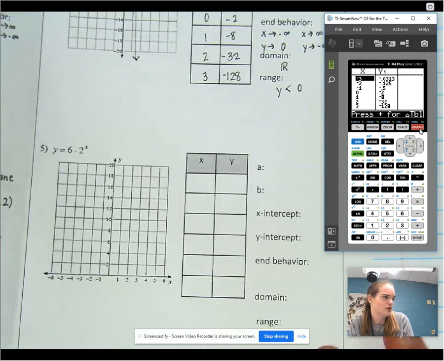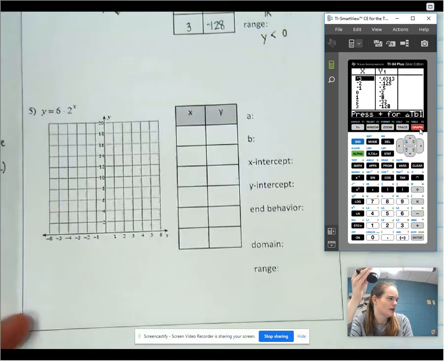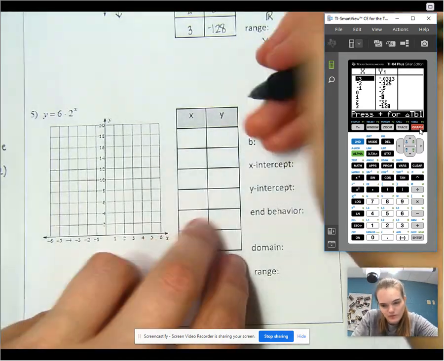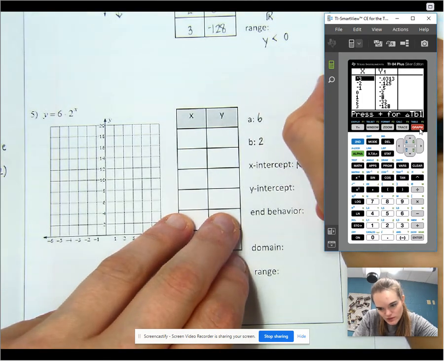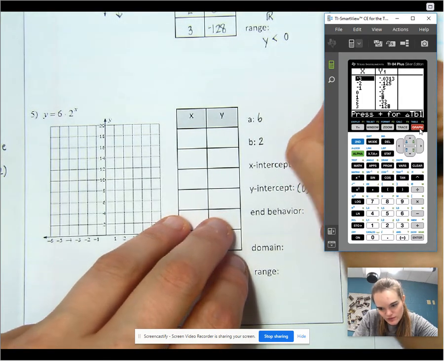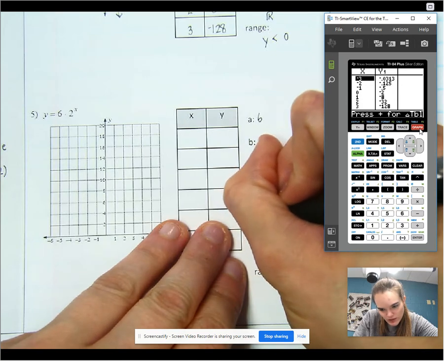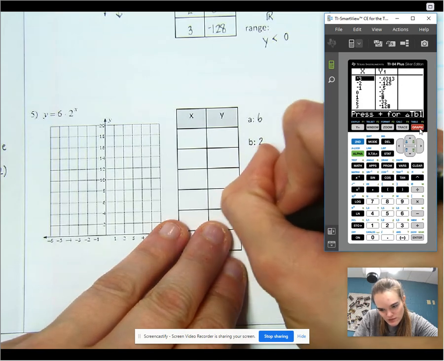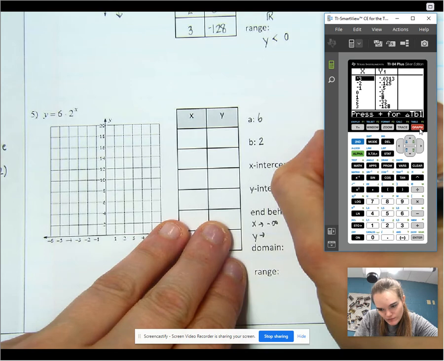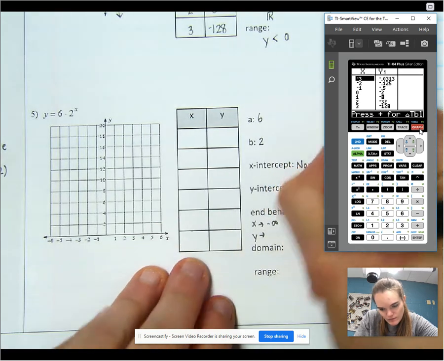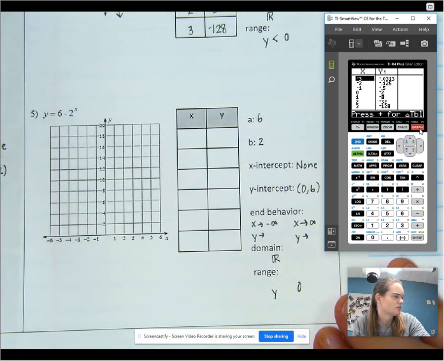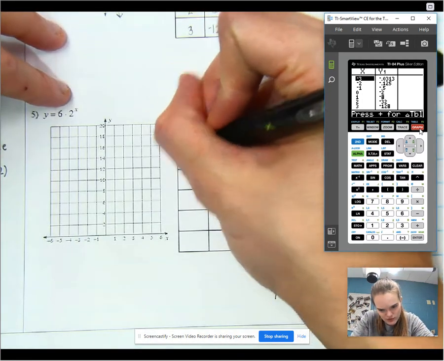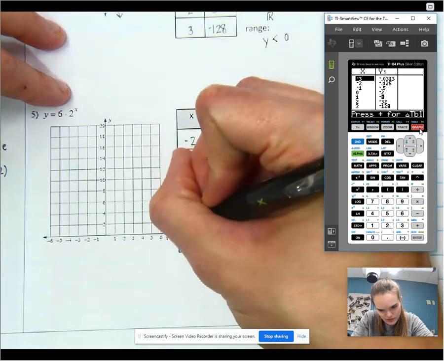Number 5, which you should have done, and if you haven't, you're pausing it before you get the answers. 6, 2, none, 0, 6. We don't know this one yet. All real numbers, y greater than 0. Okay, negative 2, negative 1, 0, 1, 2, 3.